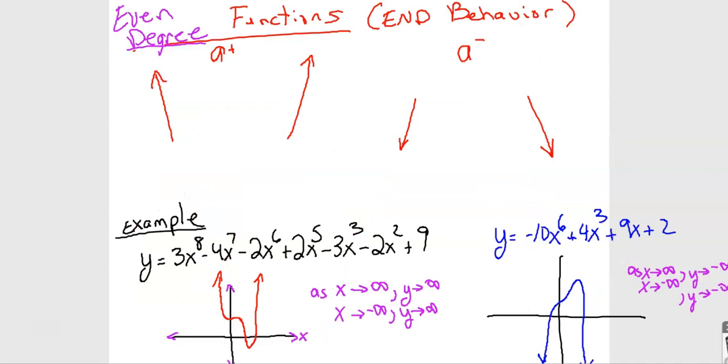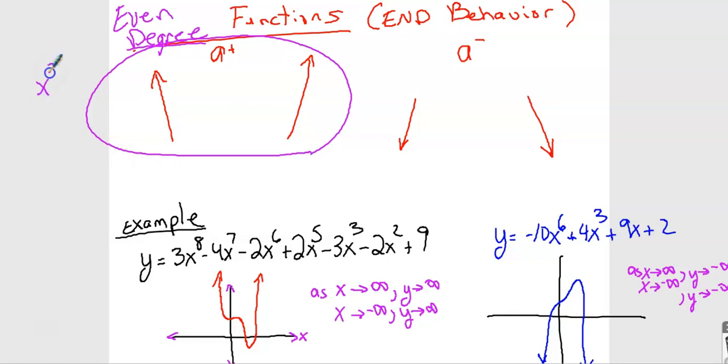All right, so let's talk about even degree functions. Even degree functions, so x squared, x to the fourth, x to the sixth, x to the eighth, and so forth, all have the same type of end behavior. If the a, literally the first term, x to the 8th power, x to the 20th power, whatever it is, if it's positive, the end behavior of the polynomial will go up. The left side and the right side will go up. If it's negative, then they're both going down.